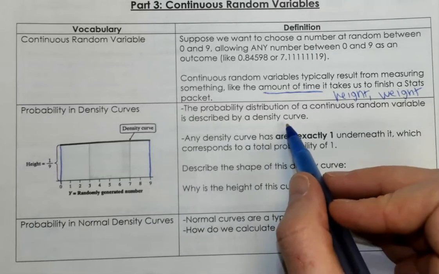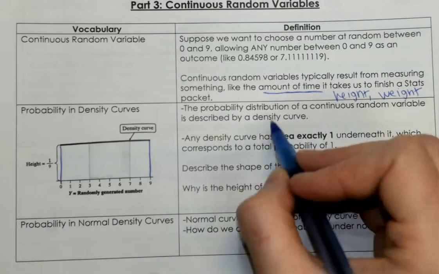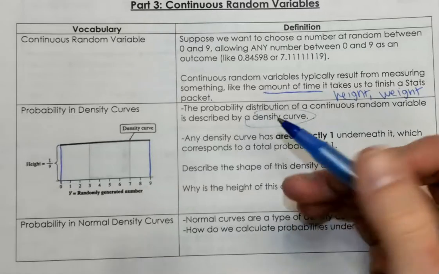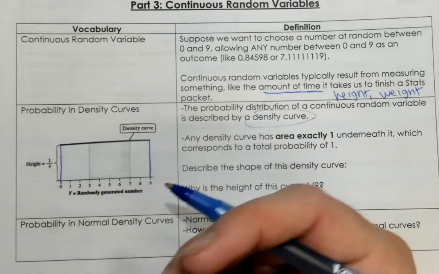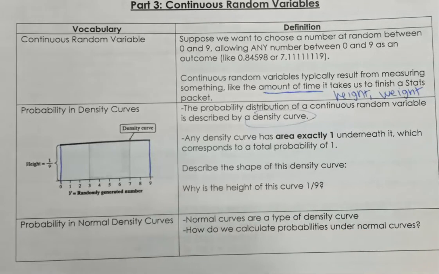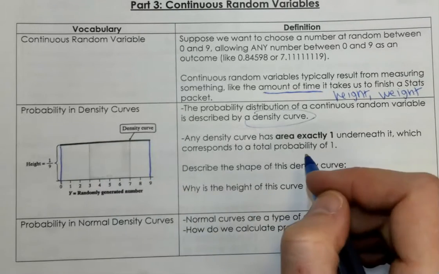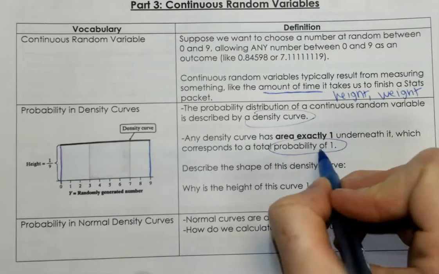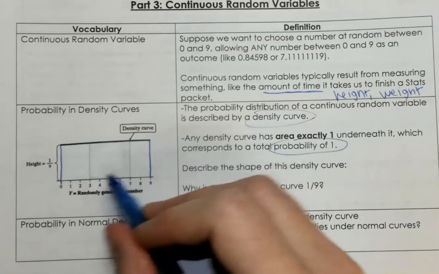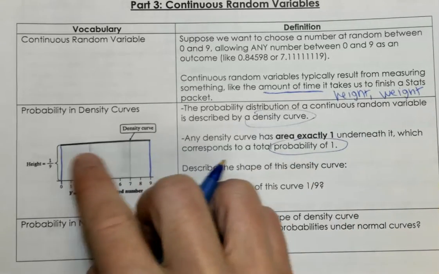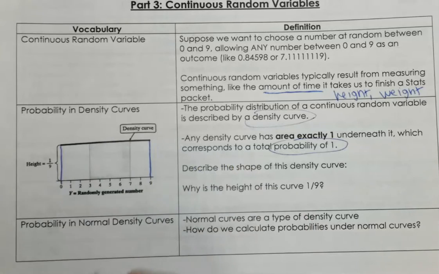All right, so the probability distribution of a continuous random variable is described by a density curve. We've talked about density curves before and their properties, but let's review them. A density curve has an area exactly equal to 1 underneath. Hopefully that reminds you of probability, right? Total probability is 1, and the area underneath the density curve is 1. So different pieces of the area represent different probabilities. That should remind you of a normal distribution, which is coming up in a second.